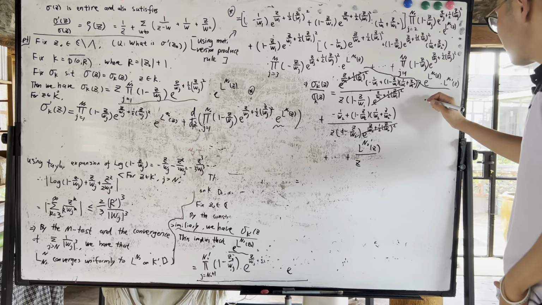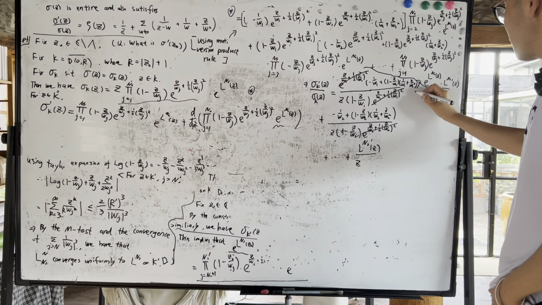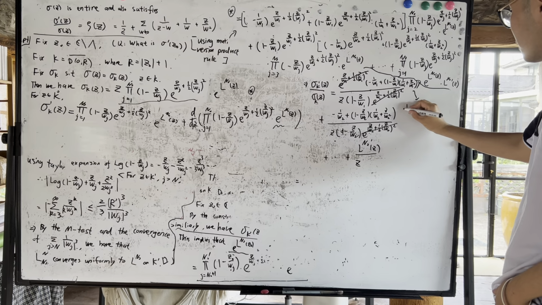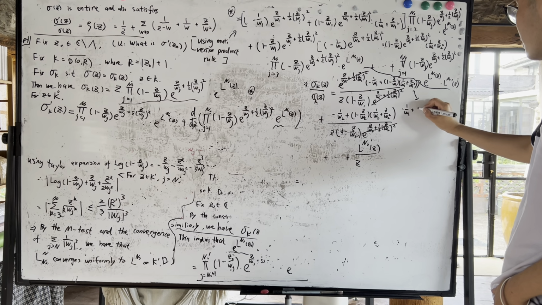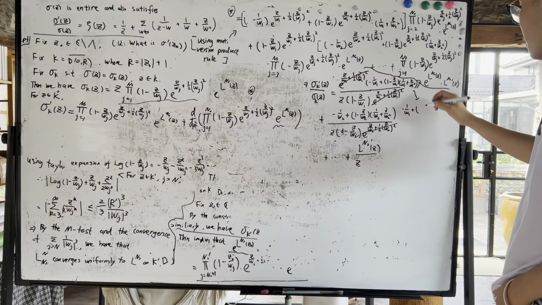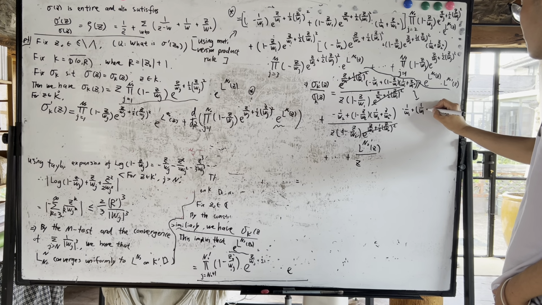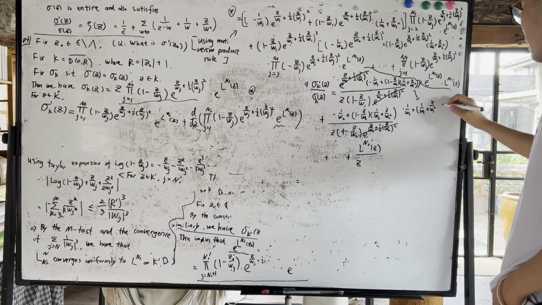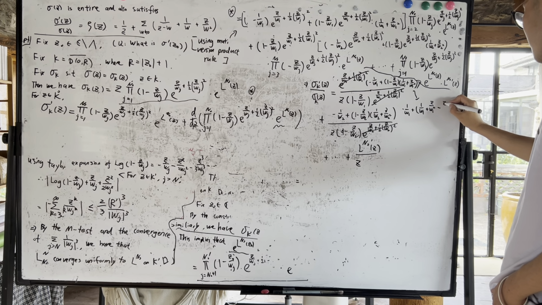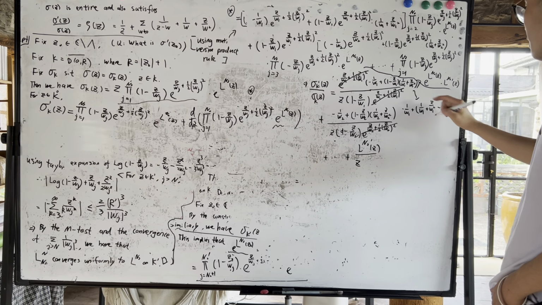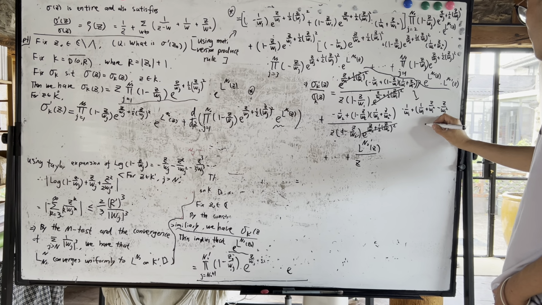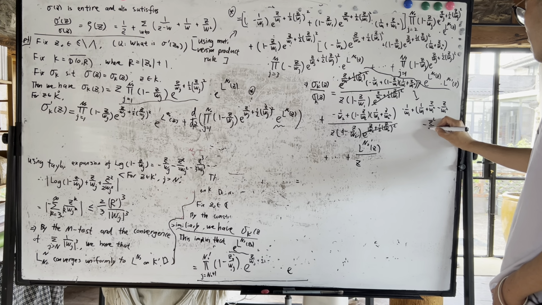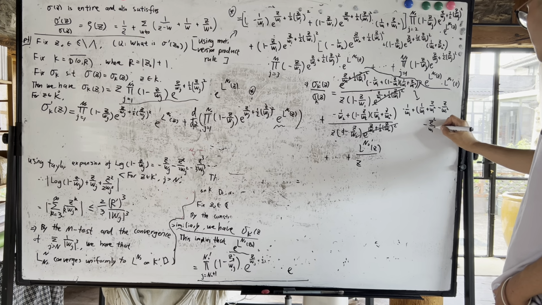Okay, so let's see what this one expands as. If we expand this on the numerator, we get negative 1 over omega 1 plus, from the expansion, 1 over omega 1 plus z over omega 1 squared, and then minus z over omega 1 squared, and then minus z squared over omega 1 cubed.